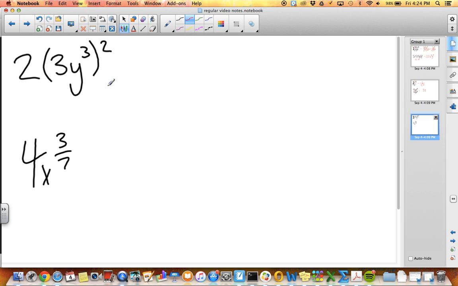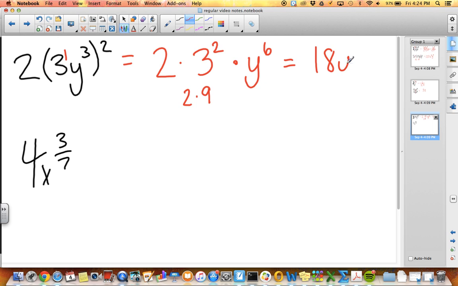Okay, power rule. Remember, with the power rule, we multiply our exponents. This 2 is not in parentheses, so we're going to leave it on the outside. And then this 2 times the exponent of 1, so I have 3 to the power of 2, or 3 squared. And then 3 times 2 is 6, so I have y to the 6. Well, 3 squared is 9, and 2 times 9 is 18, so I have 18y to the 6.